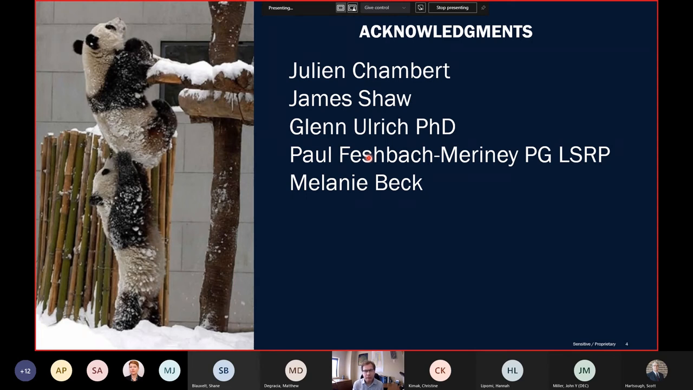So Julian Chambert's been vital to the team in terms of organizing and doing a lot of the serious science and engineering. Jim Shaw has been able to do a lot of our pilot testing over the years at many of our sites, and is really a key leader in making things happen on the ground as they should. And Glenn Ulrich, who's critical to our team in terms of thinking innovatively, and his micro ecology experience really brings a new level and a new discipline to our classic in-situ remediation team.